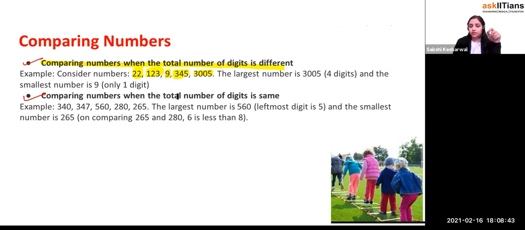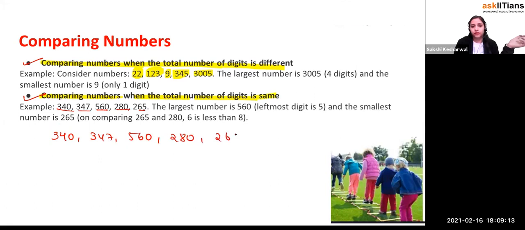Next, comparing numbers when the total number of digits is the same. When all the digits are the same in count, you have to check the value of each digit, where it's standing. It's written like 400, 340, 347, 560, 280, then 265. All of them are 3-digit numbers. I'll write it down: 340, 347, then 560, then 280, then 265, right?